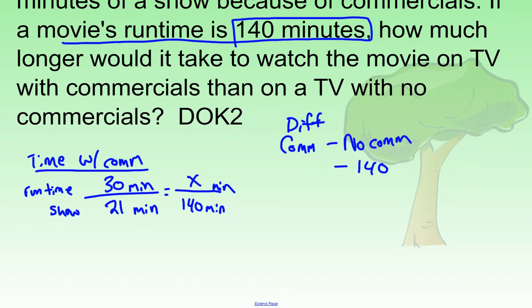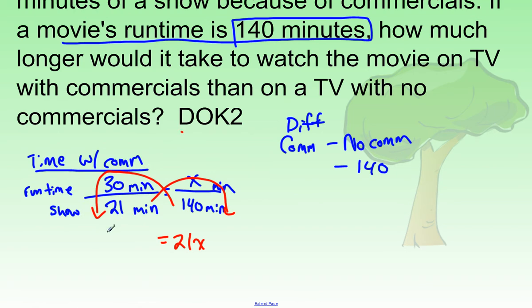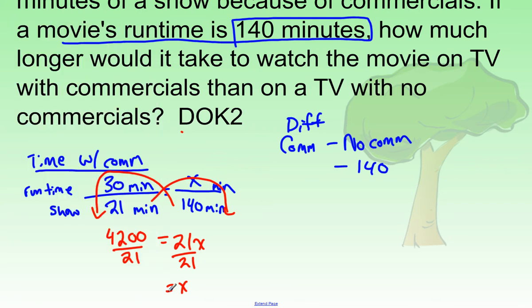And since we have a proportion, we're going to cross multiply. That side and that side. This side I can do in my head. That's 21x. The other side I can't. 140 times 30 is $4,200. And divide by 21. X equals 4,200 divided by 21 equals 200 minutes.